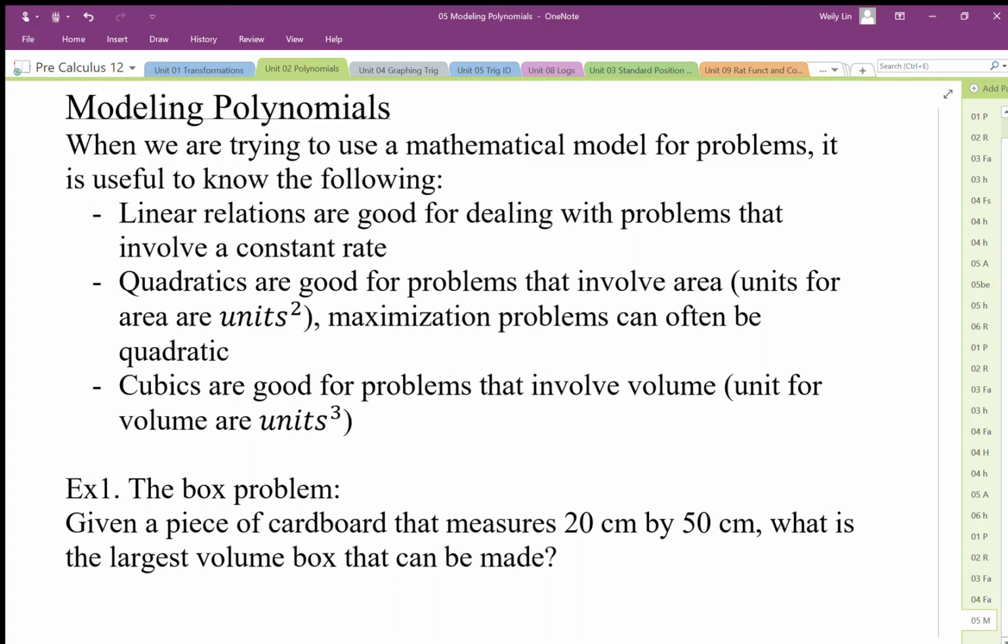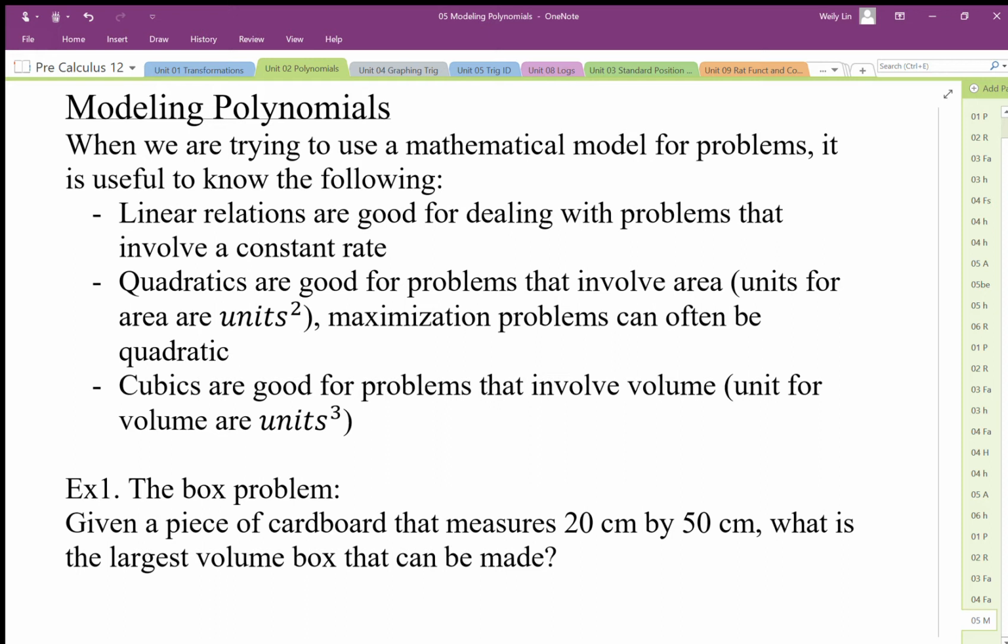So we can use polynomials to help us model problems. And so it's good to understand just which polynomials are good for what though. This is not exclusive, but in general, linear equations are really good for problems involving rate because the slope is a rate. Okay, so problems involving rate often are good for linear relations.